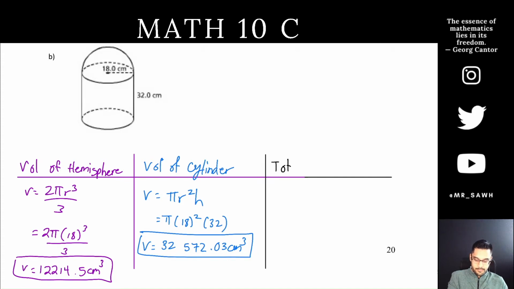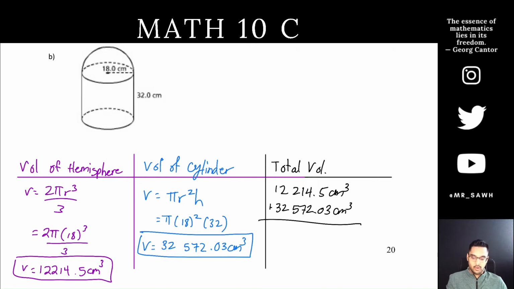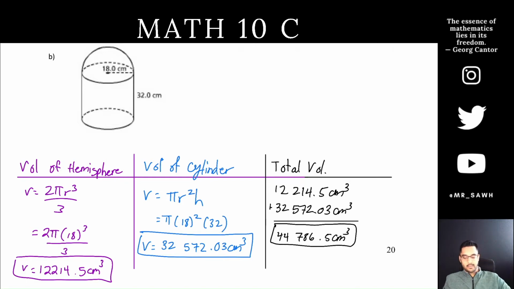So total volume. Well, we're just going to add those two numbers together. So 12,214.5 centimeters cubed plus 32,572.03 centimeters cubed for a total volume. Once they're added together, looks like it is 44,786.5 centimeters cubed. There is our total. Okay, adding them all up, really just those two individual pieces added together for a total of that 44,000 number.